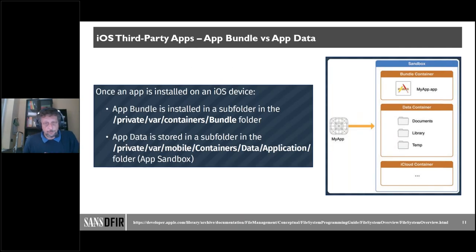What happens once you install an app on a phone? So first, an app bundle, the application in itself, is installed. This is like the executable in the Windows environment. This is the bundle. This is where the code of the app is, including all the resources, images, and everything. The app bundle is installed in a subfolder in this path, private var containers bundle. Okay, so here is where you find the app bundle.